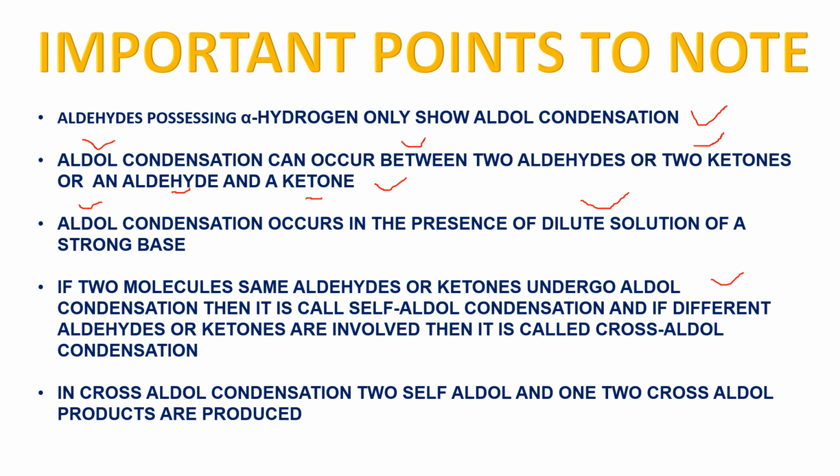Then third important point, if two molecules of the same aldehyde or ketone undergo aldol condensation, it is called self-aldol condensation. And if different aldehydes or ketones are involved, we call it cross-aldol condensation. And in cross-aldol condensation, you get two self-aldol products and two cross-aldol products. So this is about aldol condensation.